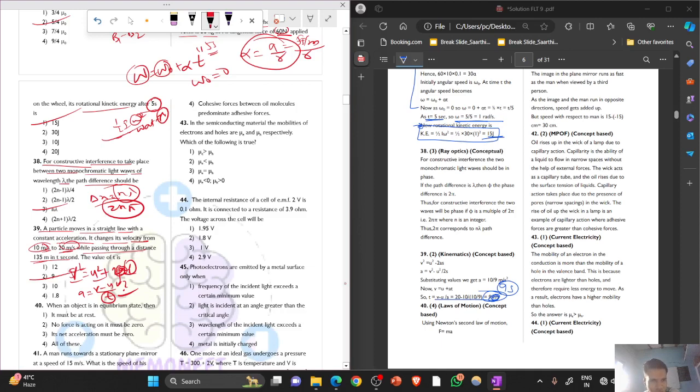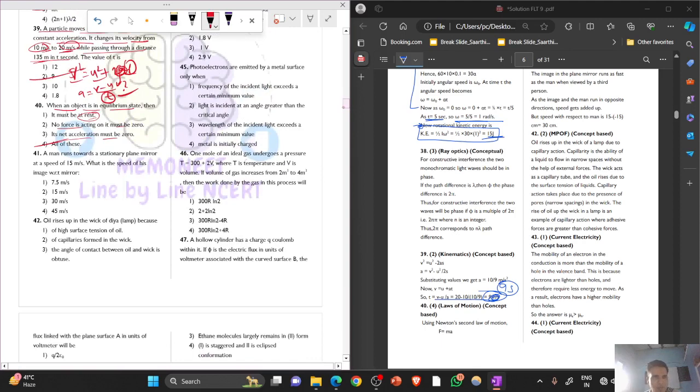Now, when an object is in equilibrium state, it must be at rest. No force acting is 0, net acceleration is 0. All of these are correct because in equilibrium, it is simply at rest. So net force will be 0, net acceleration will be 0, and it is at rest.